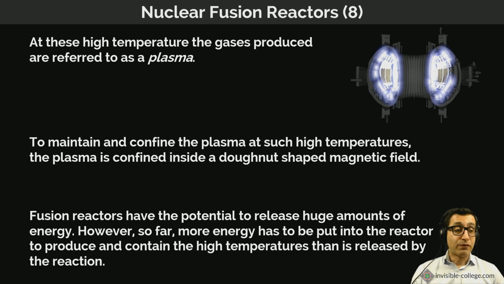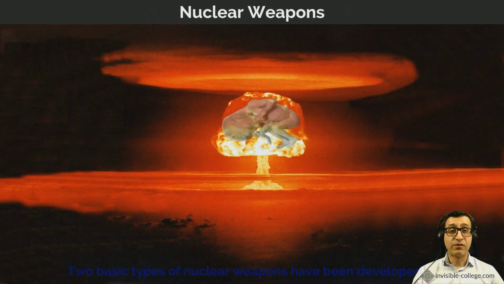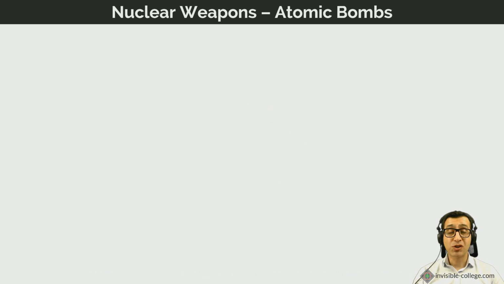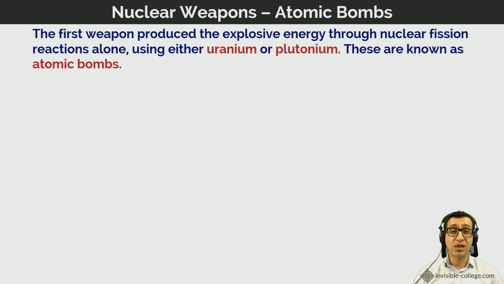Now, another more unfortunate application of nuclear technology is obviously nuclear weapons. There are two basic types of nuclear weapons that have been developed. One of them is based on fission, and one of them is based on fusion. The first weapons produce the explosive energy through nuclear fission reactions alone, using either uranium or plutonium. These were referred to as the atomic bombs.